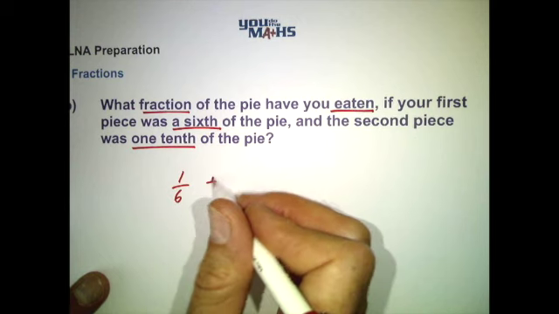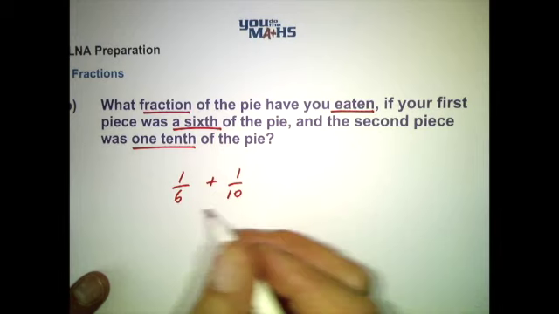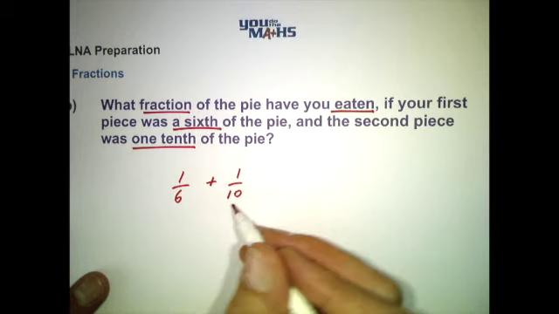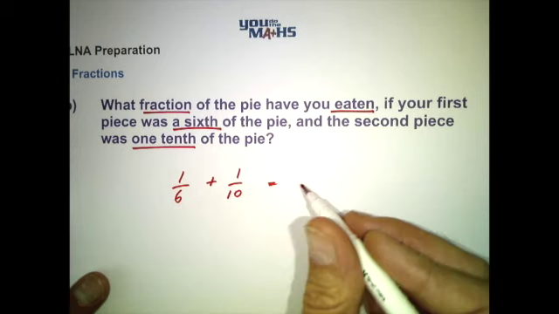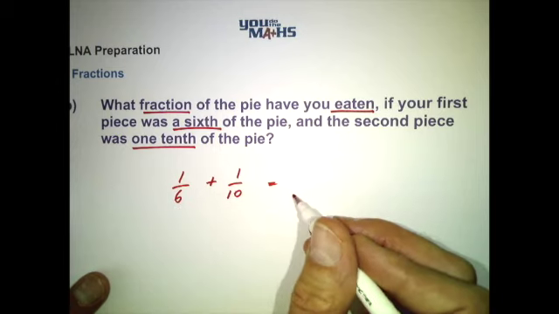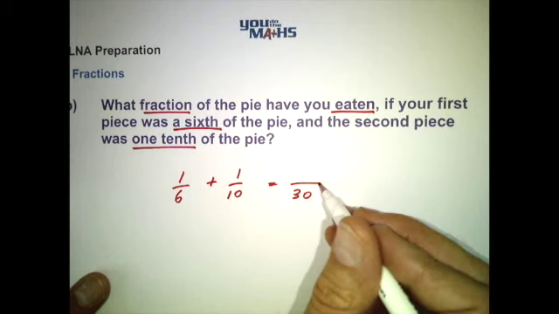That's 1/6 plus 1/10. Now when we add fractions, we need a common denominator. At the moment there's 6 and 10. Now we could multiply them, 6 by 10 is 60, but we know that 6 and 10 both go into 30. Okay, that's the lowest common denominator.